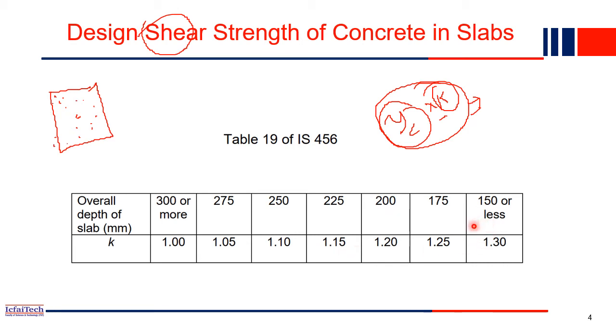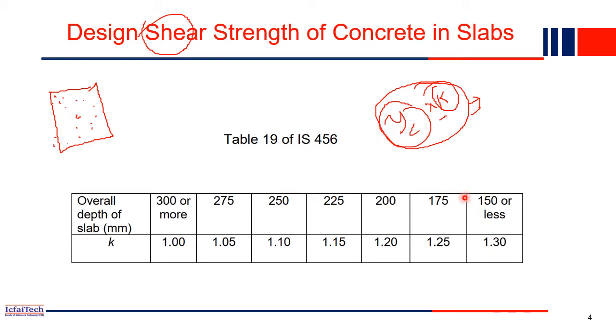So if you reduce the depth of slab, basically the K value is increasing. In general, slabs in a structure, we normally provide 150 to 200 mm in this range. So now you can see the K value is very high compared to more than 300, where it is 1, whereas if you decrease the depth of the slab, the K value is increasing. So what does that mean?